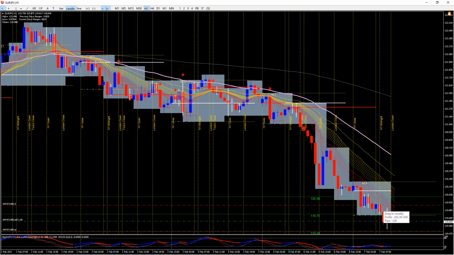I like to make sure that at least 3 of my time frames out of the 5 that I watch are in sync. So I watch the 5 minute, I trade the 5 minute, I watch the 15, the 30, the hour, and the 4 hour. I'd like to make sure that at least 3 of those 4 or 5 are in sync in the same direction.